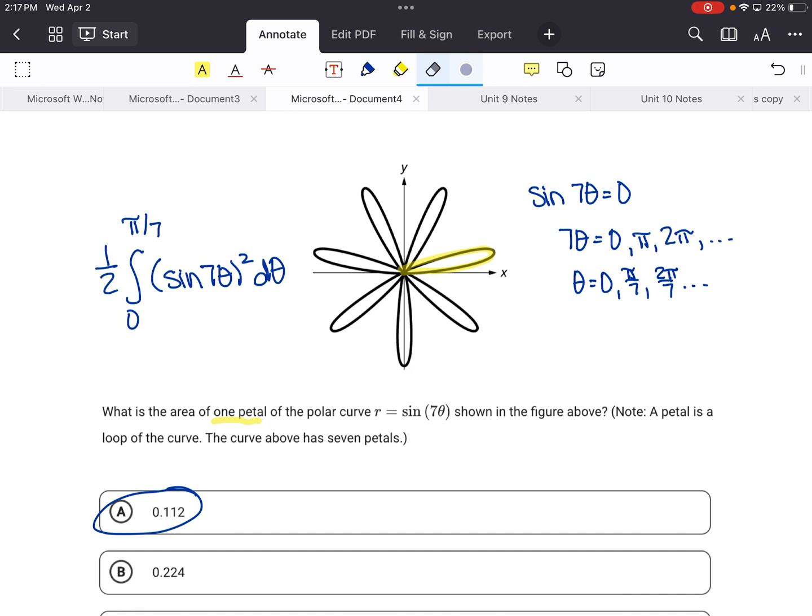So what is the area of one petal of the polar curve? So I know area is integral. Area with polar is 1/2 the integral of r squared. So I've got r, so I can write my equation r squared. I know the 1/2. So the only question really is, where does one of those petals start and where does one of those petals stop?